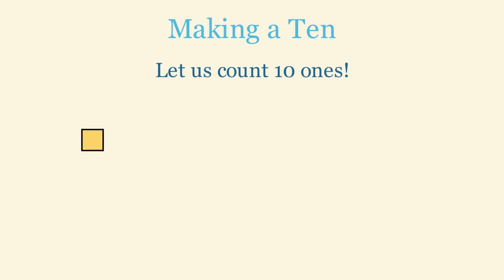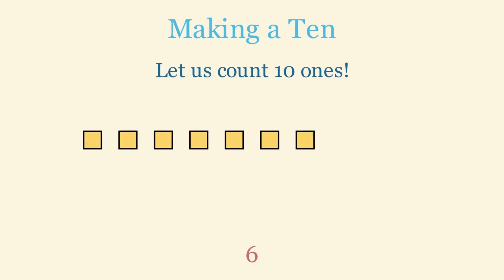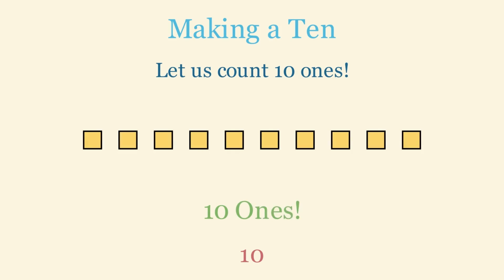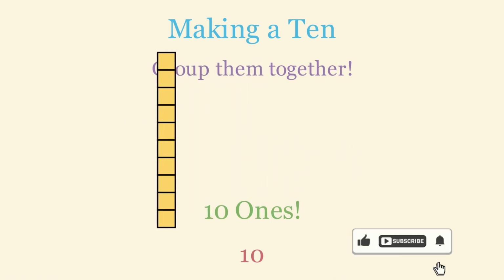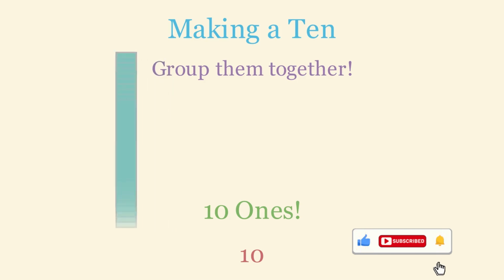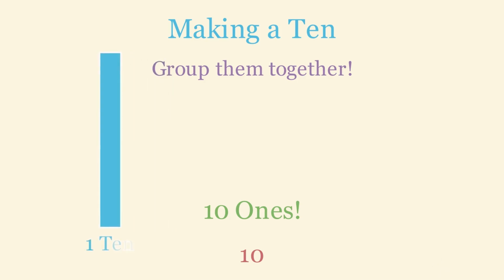How can we make a 10? A bundle of 10 ones equals one 10. Let's count. 1, 2, 3, 4, 5, 6, 7, 8, 9, 10. There are 10 square boxes here, representing 10 ones. We shall group them together to form one bundle. This bundle of 10 ones is called 10.